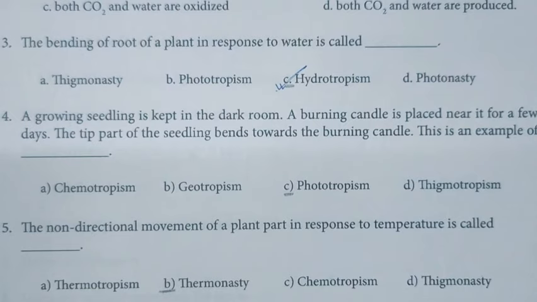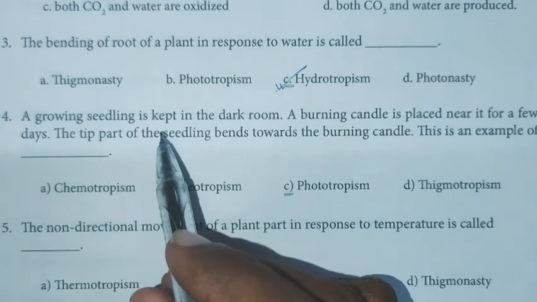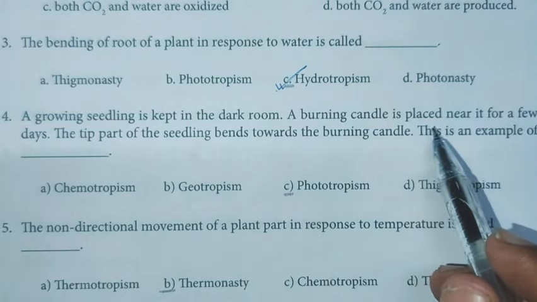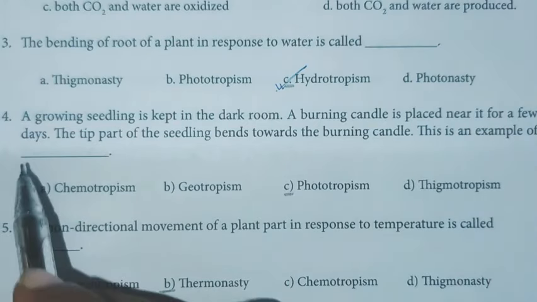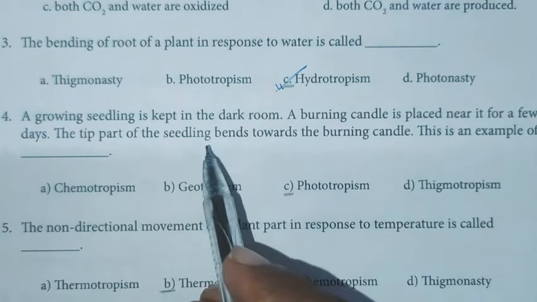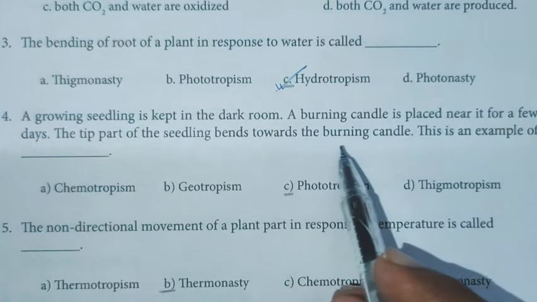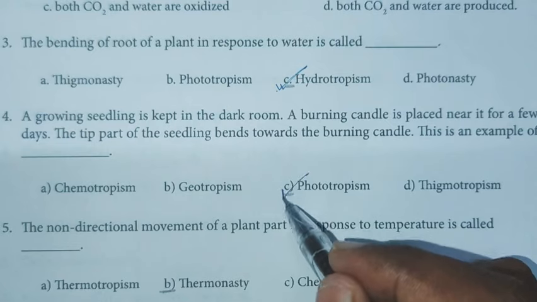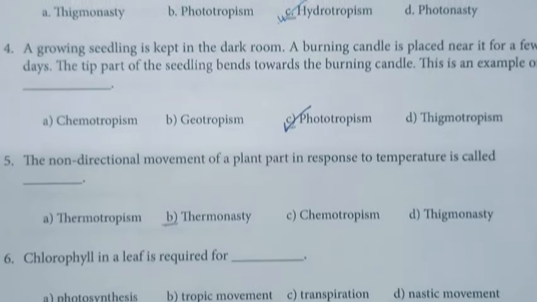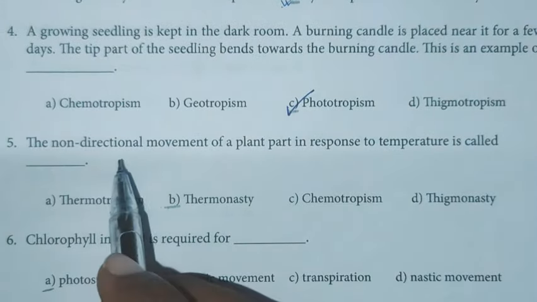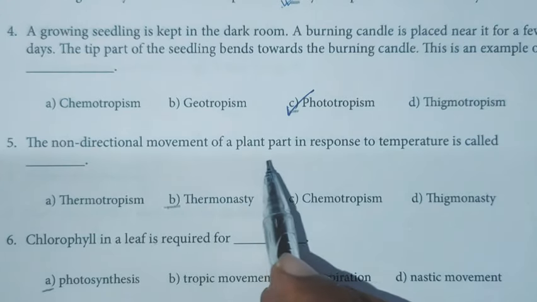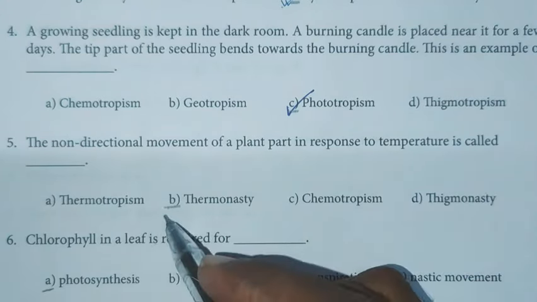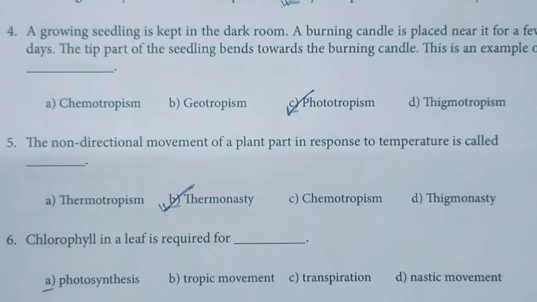Fourth one, a growing seedling is kept in the dark room. A burning candle is placed near it for a few days. The tip part of the seedling bends towards the burning candle. This is an example of phototropism. Option C is the right answer. Fifth one, the non-directional movement of a plant part in response to temperature is called thermonasty. Option B is the right answer.